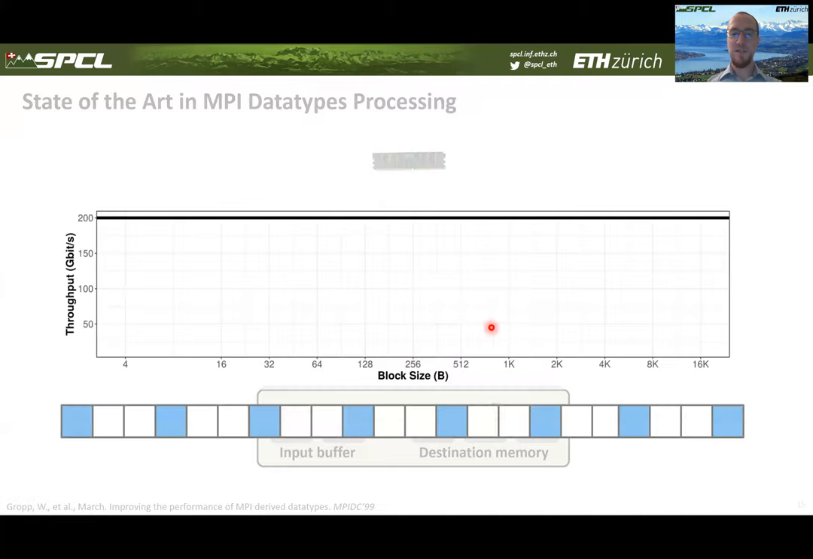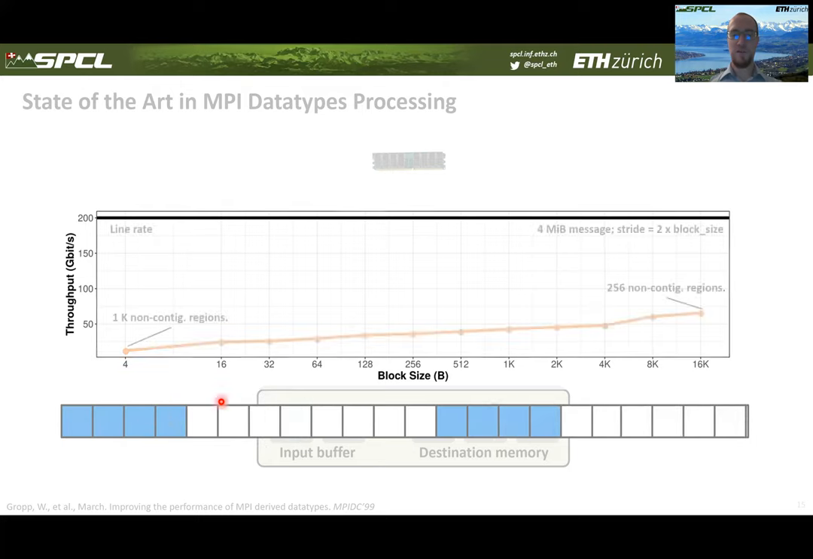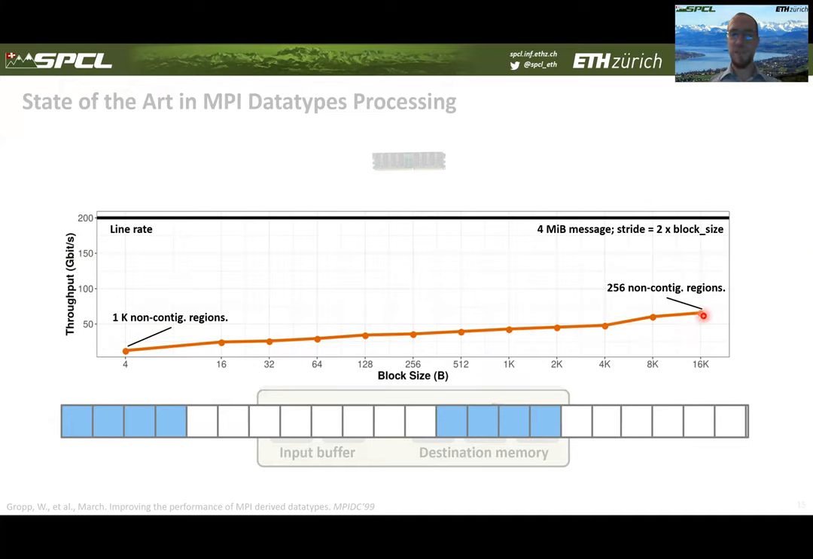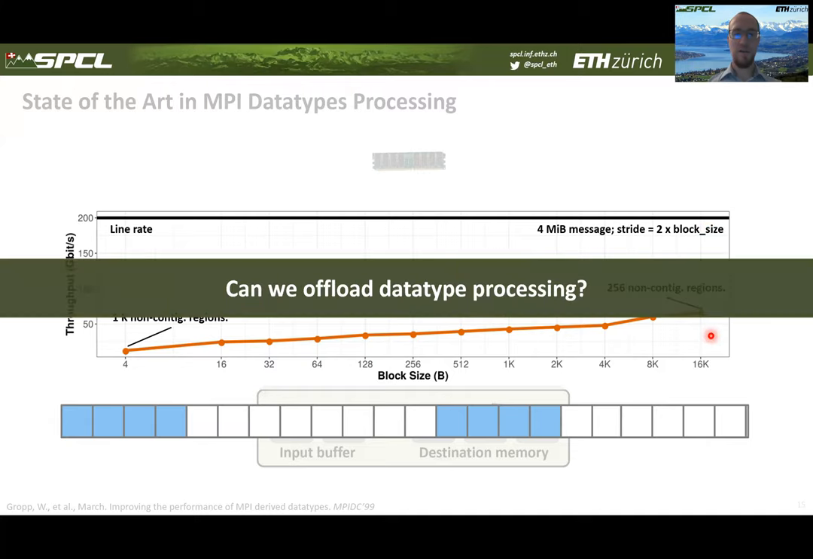So this gives you, for this particular example, where we are varying the block size of these data types. Here we have a fixed size, and we are varying the block size from one block to two blocks to four blocks. So this is the x-axis from 4 bytes to 16 kilobytes. The total size is a 4 megabyte message. So we are varying the number of regions from 1,000 regions to 256 non-contiguous regions. This is the performance we see, and it's much, much below the line rate of about 200 gigabit per second that we were assuming. Can we now offload this data type processing, and how fast can we get?